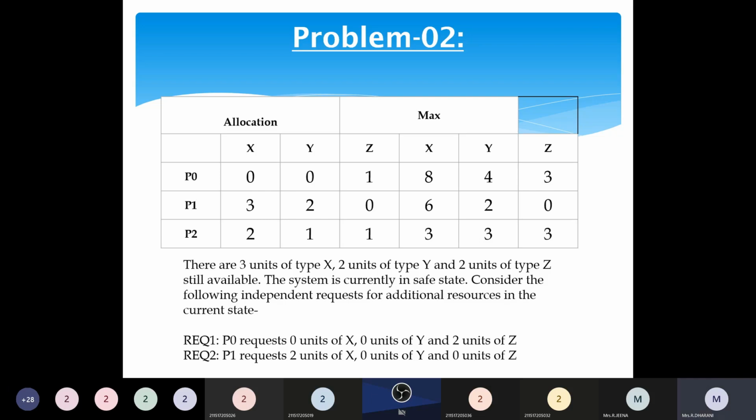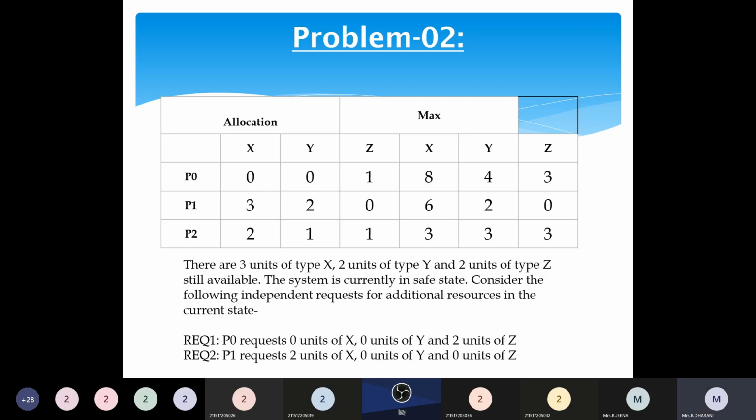There are three units of type X and two units of type Y and two units of type Z still available. The system is currently in a safe state.